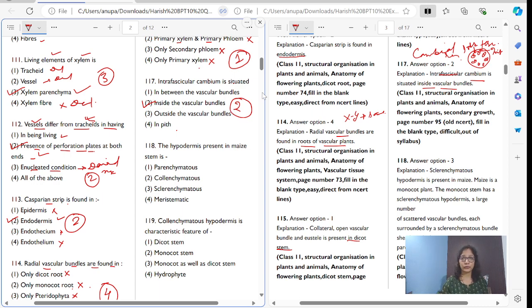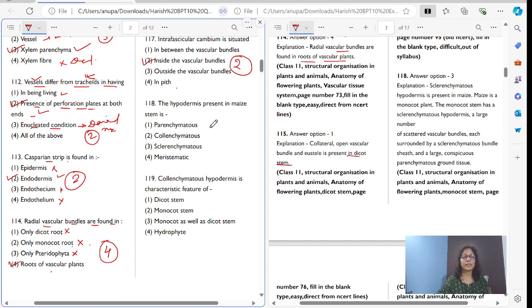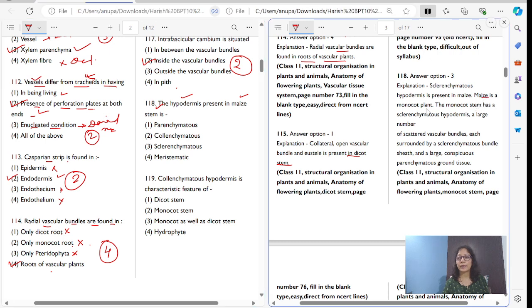Now let's move to the next question, that is question number 118. It states that the hypodermis present in maize stem. Means what kind of hypodermis is present in maize stem? We know that maize is a monocot plant, and the monocot stem has sclerenchymatous hypodermis.